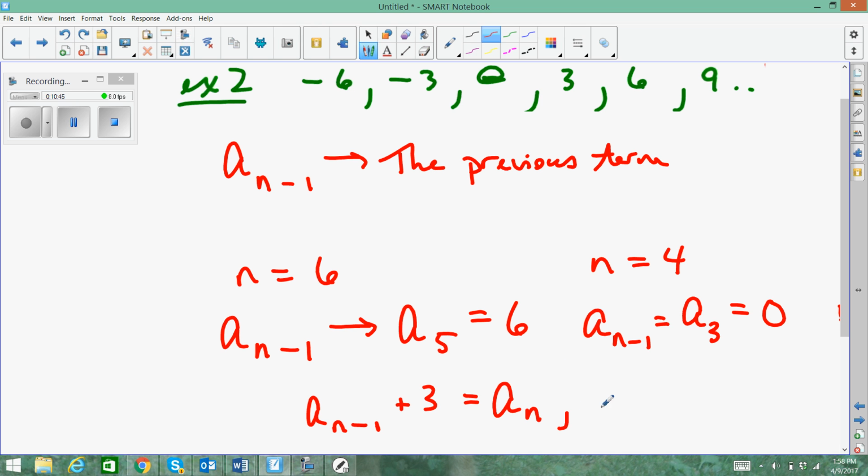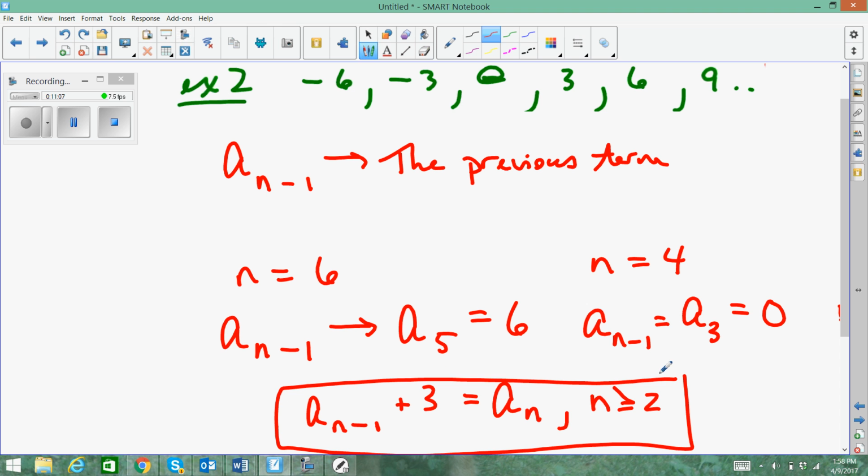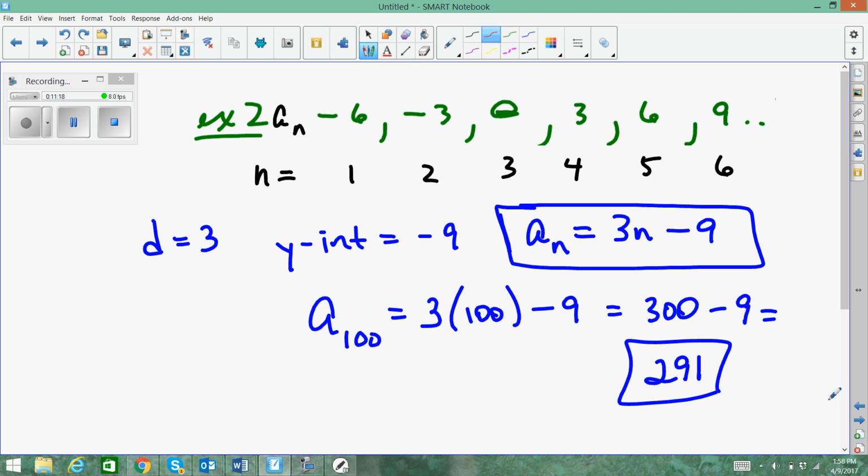Now, the one thing I have to do is define how big n is. If n is 1, then we're asking for the 0th term, which we don't technically have. So n has to be greater than or equal to 2 here. So we're looking for the 2nd term. We need the 1st term in order to find the 2nd term because it's recursive. Okay? So this is what's called a recursive rule. And this right here is what we call an explicit rule.